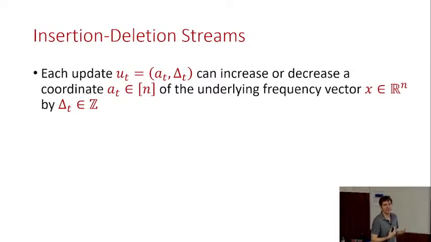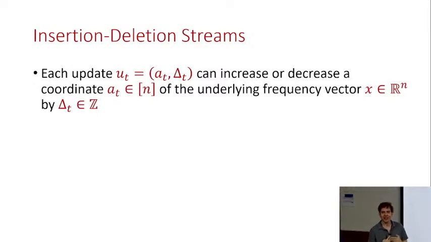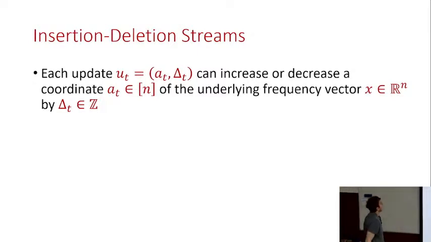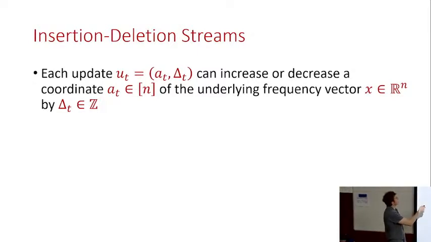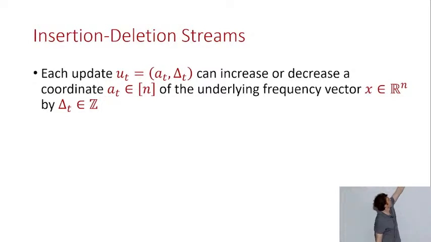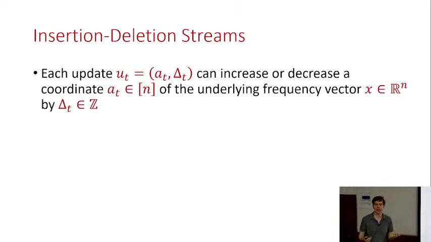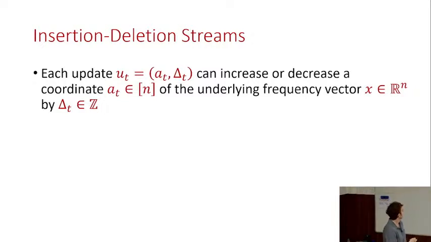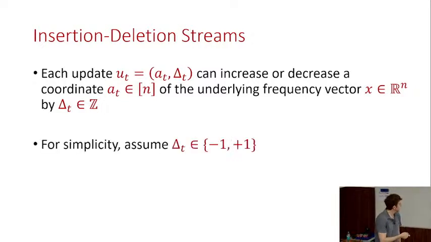What about insertion-deletion streams? Okay, so these are very important in geometric applications where you can insert and delete points. So here, each update u_t specifies both the coordinate in the universe 1 through n together with a change in value, which can be positive or negative. Okay, so this delta_t might say, you know, add 1 copy of coordinate a_t or subtract 1 copy of coordinate a_t. So these are called insertion-deletion streams. For simplicity, let's indeed assume that delta_t, the change, is minus 1 or 1.